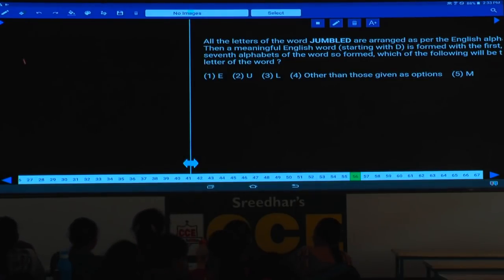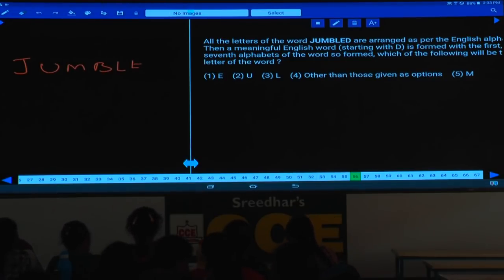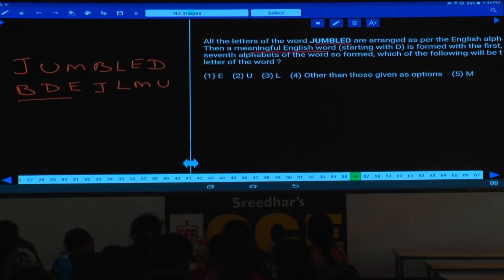Then coming to question number 56. Now what is the word given here? Jumbled is the word given, J-U-M-B-L-E-D. Now in this, first all the given letters are arranged in the alphabetical order. All the letters of the word jumbled are arranged as per the English alphabetical order. That means what should be the first letter here? B, followed by D, next one is E, J, L, M, U. Now we have arranged all these letters in the alphabetical order.